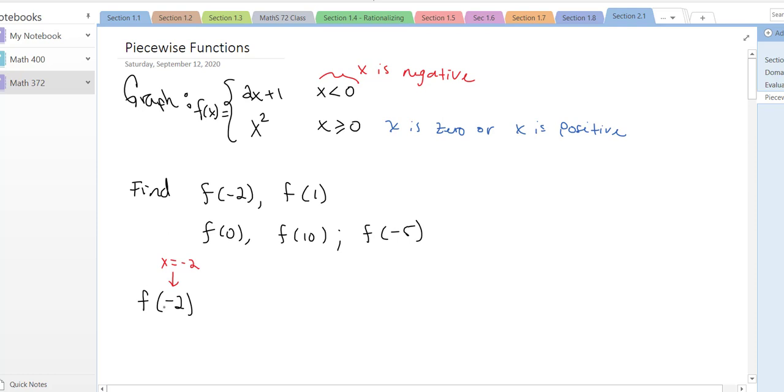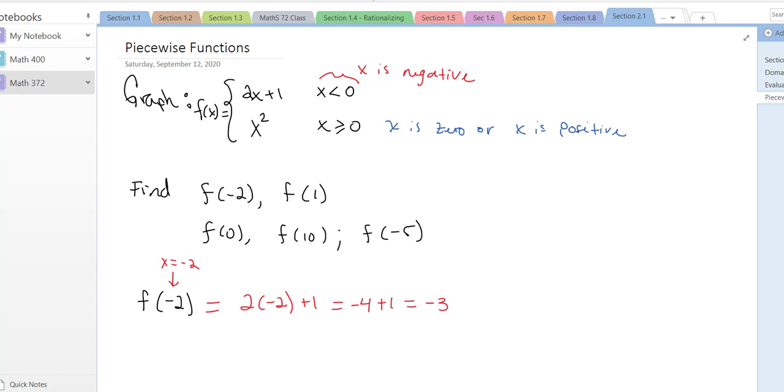So when we're finding f of -2, I'm going to be looking at the part where x is less than 0, since x is -2, that's less than 0. So I'm going to plug it into that portion. I'm going to have 2 times -2 plus 1. So 2 times -2 is -4 plus 1, so I'm going to get -3.